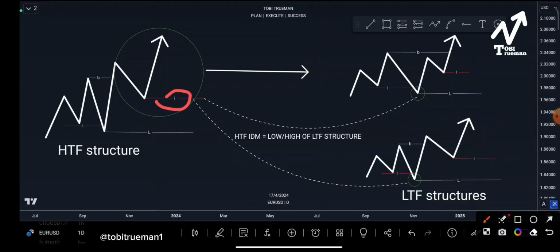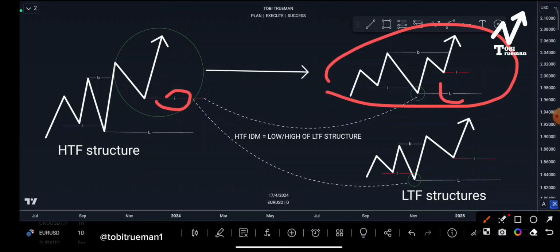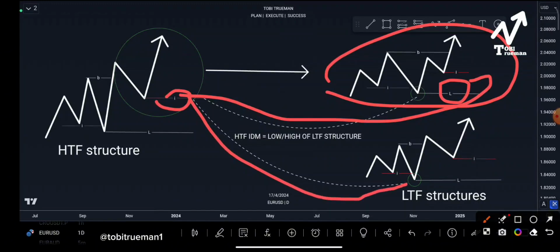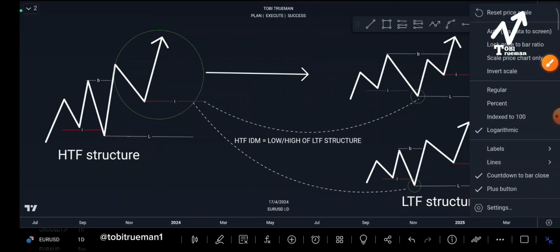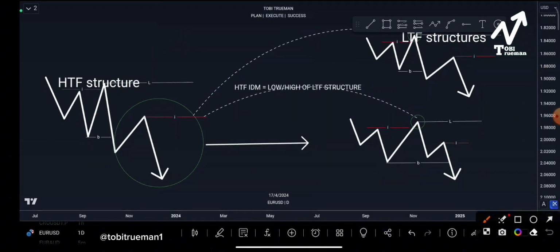By the time you go to the corresponding lower time frame, you see that in the structure on the lower time frame, the low point automatically represents the inducement point of higher time frame. The same thing happens for this one too, the higher time frame inducement automatically becomes the lower time frame low point. That's for buying structure. Then for when price is selling, it's the same thing. The higher time frame inducement becomes the high point of lower time frame. All that is very understandable.